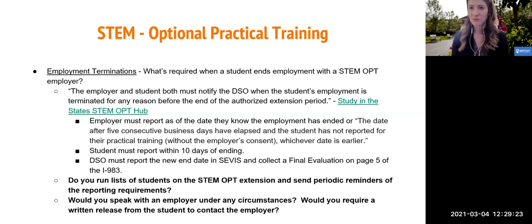Just like Elizabeth mentioned, we also don't generally get emails from employers when students stop working at a specific employer. And we don't have any sort of form for the employer to sign at the beginning of a STEM OPT process, acknowledging that they understand their requirements. We take the signature on the I-983 to imply that they understand this requirement. So generally, it's students who are updating us when they end employment at a STEM employer.